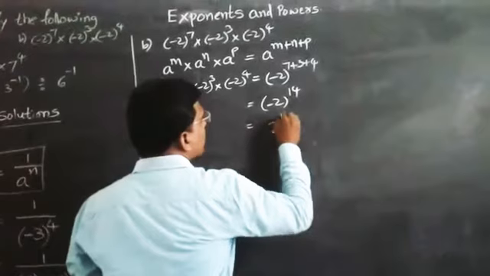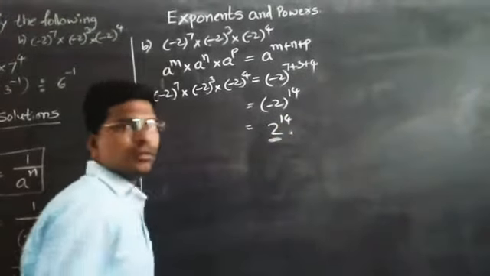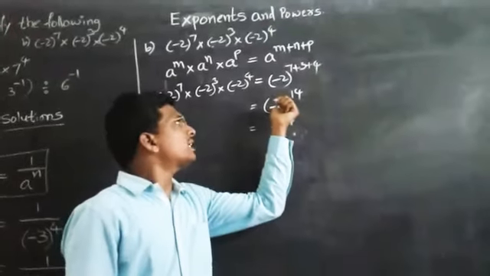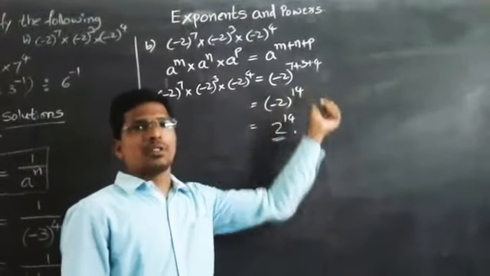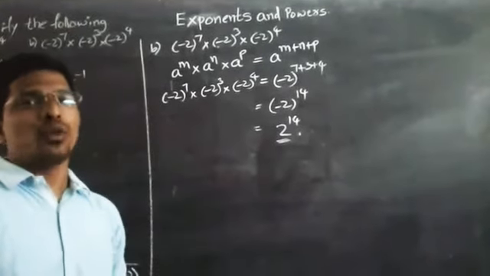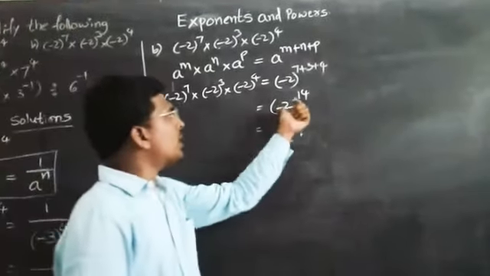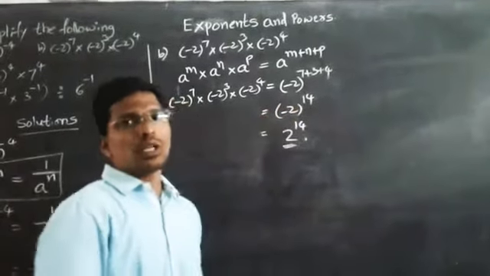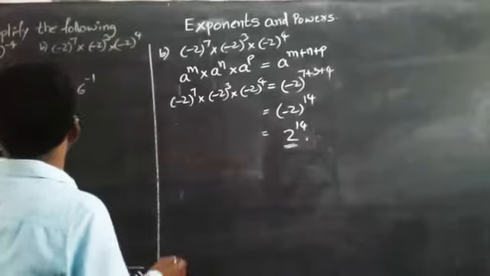So you can write 2 to the power of 14. Why can't we write minus? Because we are multiplying minus 14 times: minus into minus into minus into minus, like that up to 14 times. If you multiply 14 times, minus will become plus. So 2 to the power of 14 is our answer. Next, go to the third question.